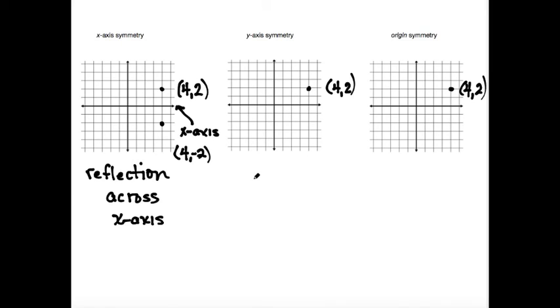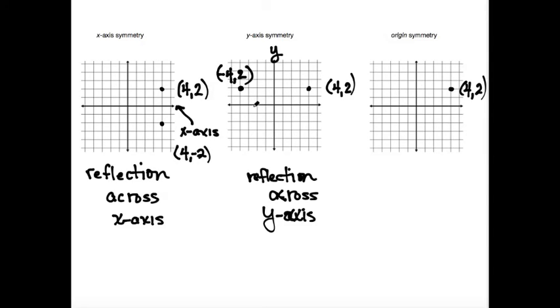Y-axis symmetry is similar. We have a reflection or a mirror image across the y-axis. Okay, so here's my y-axis. I have the point 4, 2. Again, it's a mirror image, so it's like folding your graph in half right on the y-axis. If you fold your graph in half, it needs to match up with a mirror point on this side. So if I have the point 4, 2 on my graph and there's y-axis symmetry, I'm also going to have the point negative 4, 2.